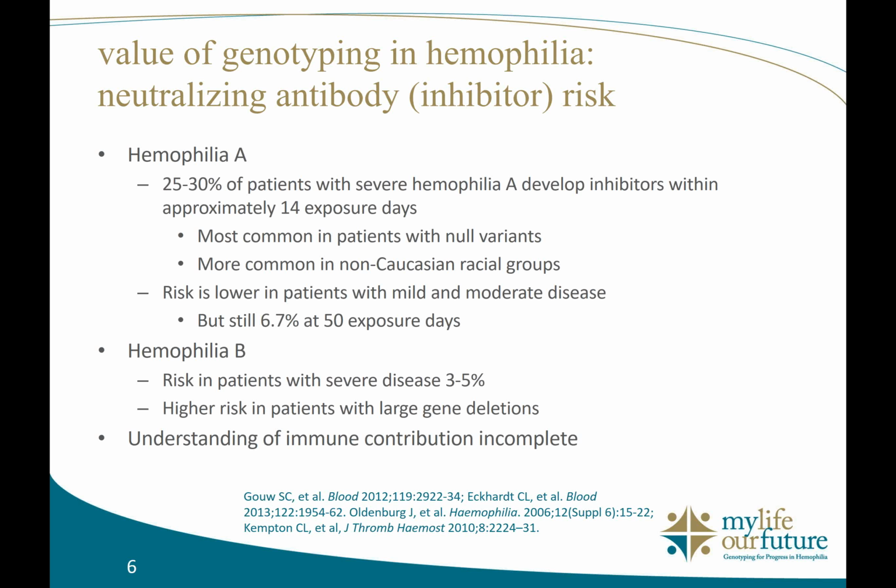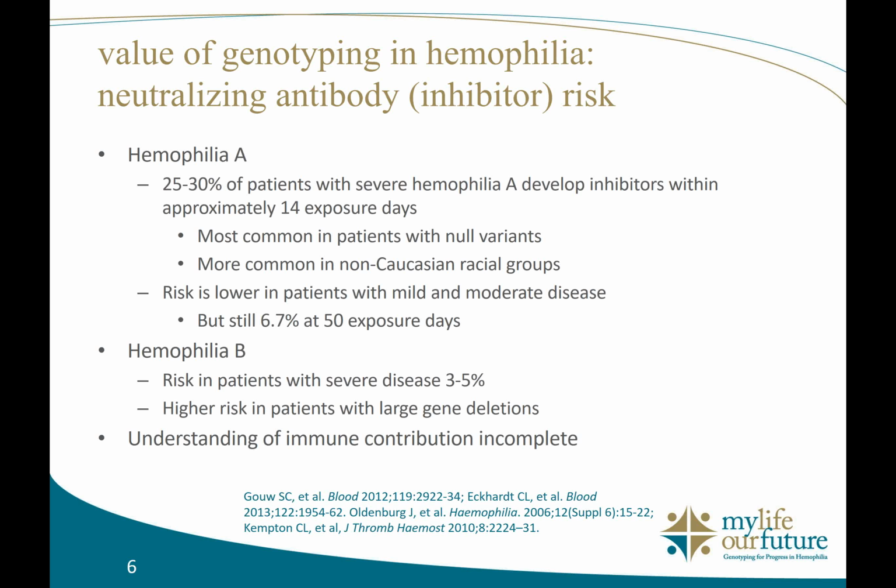And why do we want to know genotypes and how does it help us at this point and may help us in the future? So the major complication of hemophilia A is the development of a neutralizing antibody to treatment. And this occurs in about 25 to 30% of patients with severe hemophilia A and really early in exposure to the treatment product. It's most common in patients who have null variants, thus DNA changes that make it so they can't make any protein. And it's more common in non-Caucasian racial groups.